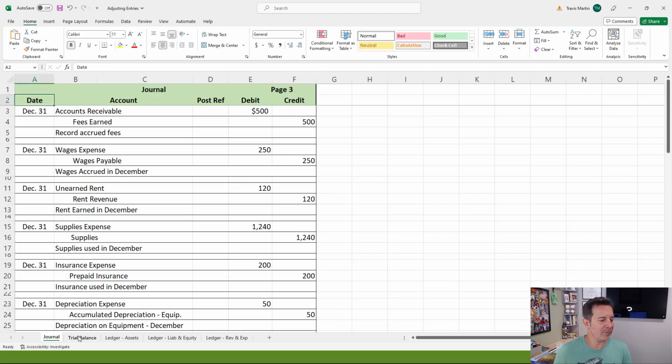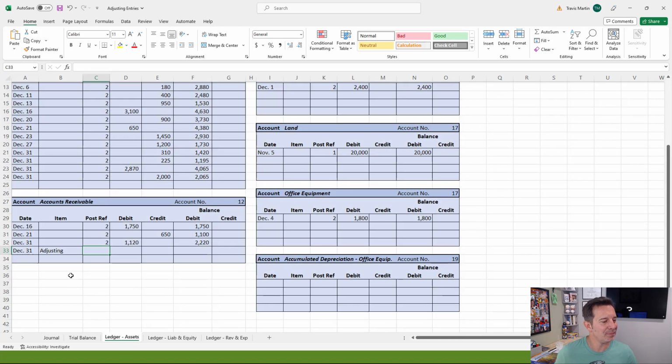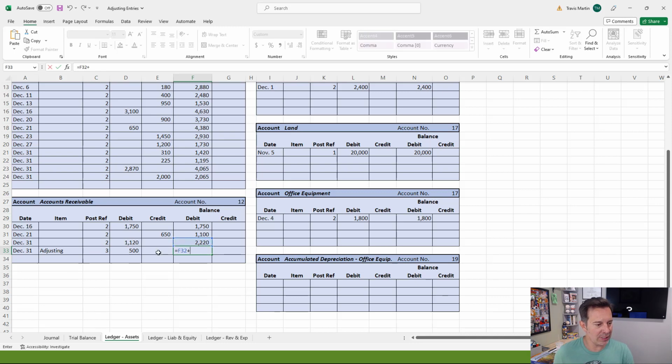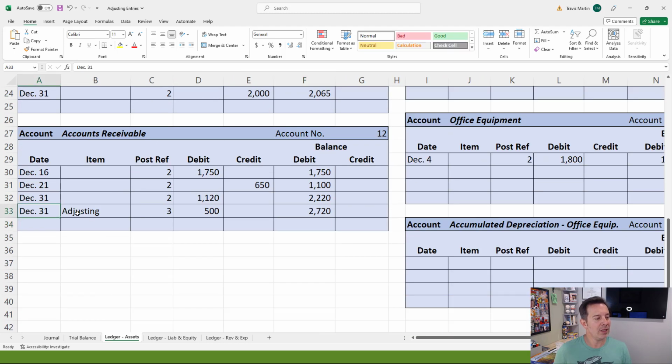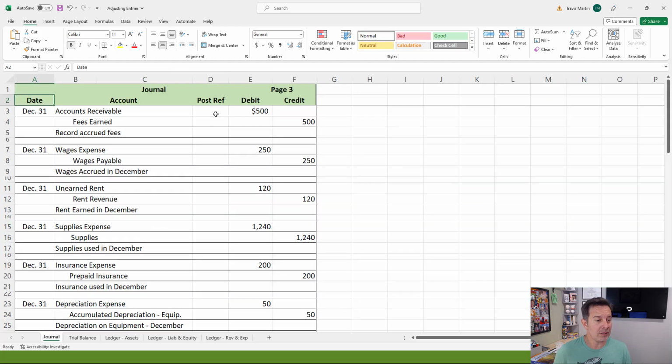Go. Page number three. We'll make page number three our adjusting entries here. We have a $500 debit, so our new balance is going to be $2,720. Zoom in so you can see a little bit better though. There we go. Our adjusting entry, page number three, $500 debit, $2,720. We're talking account number 12. Posted.